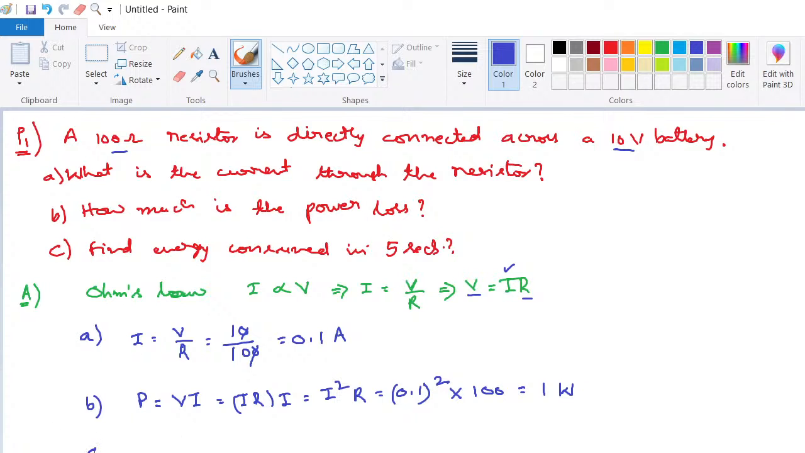Next, the next one is energy consumed. As we know, energy consumed is simply power into time. So it will be equal to I square RT, which is equal to 1 into time T, given as 5 seconds. So it will be equal to 5 watt second or 5 joule. You can call it 5 joule or 5 watt second. Simply.